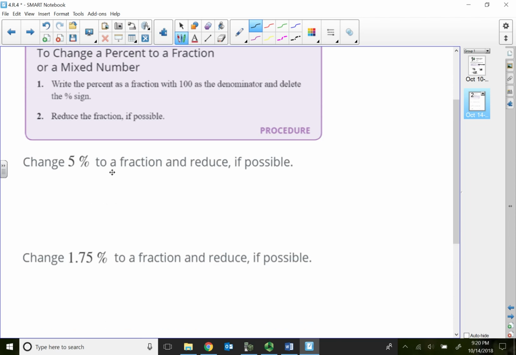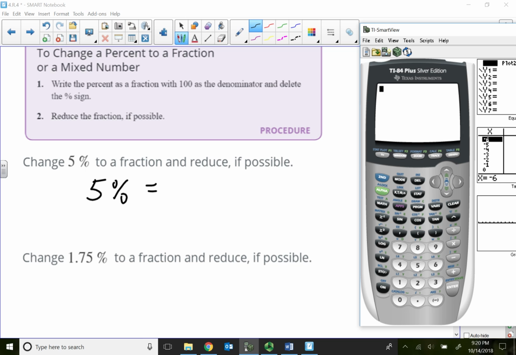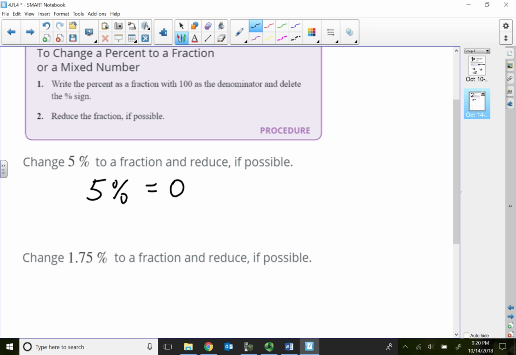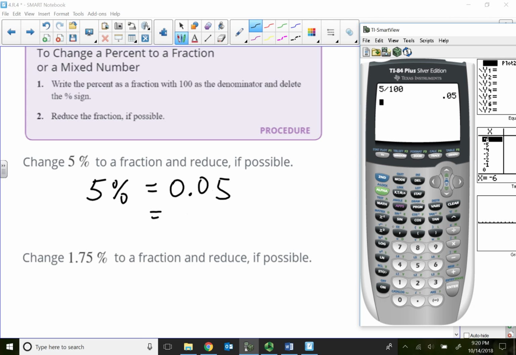All right. If I'm starting with a percent, the first thing I have to do is become a decimal, which I can do by moving my decimal to the left 2 places, or I can type in the calculator 5 divided by 100, which is 0.05. Most of us know this 0.05. So go from 0.05 to a fraction. I'm just going to use my calculator to do it. If you don't know how to convert into a fraction, make sure you ask.